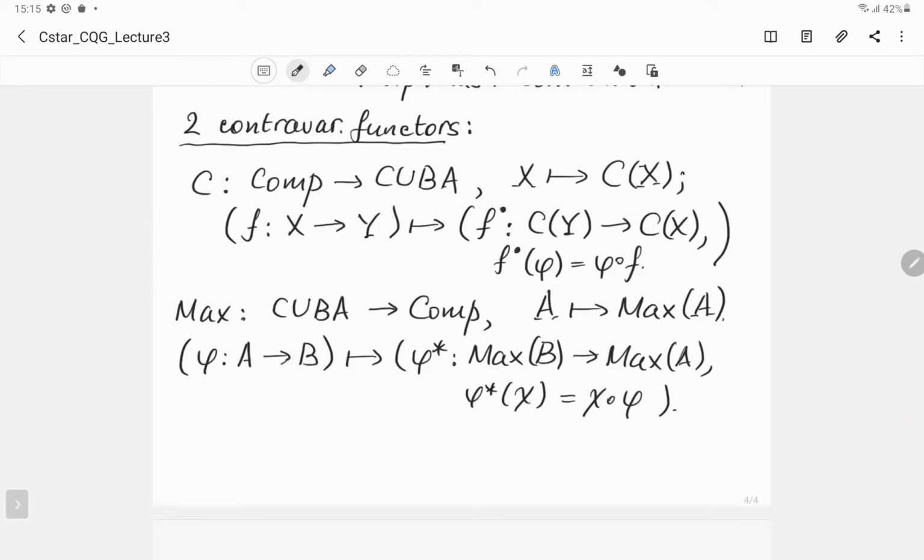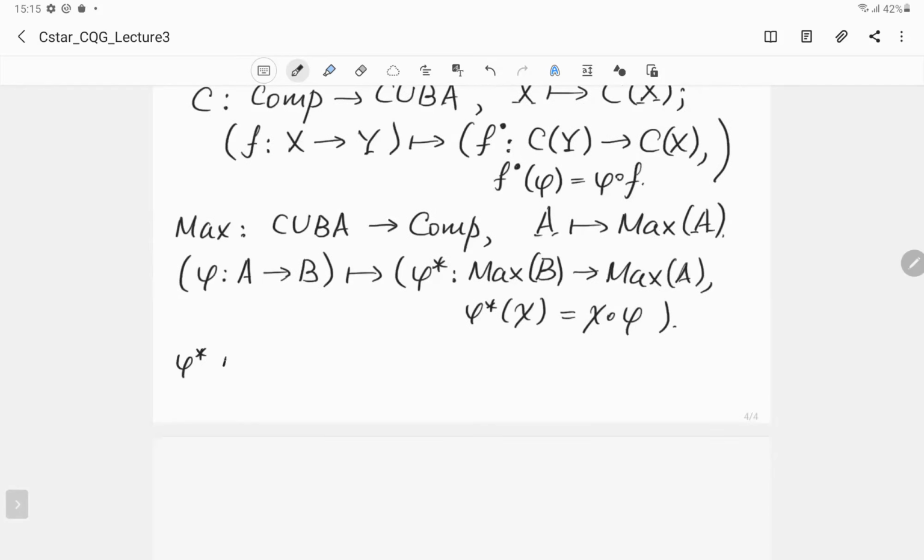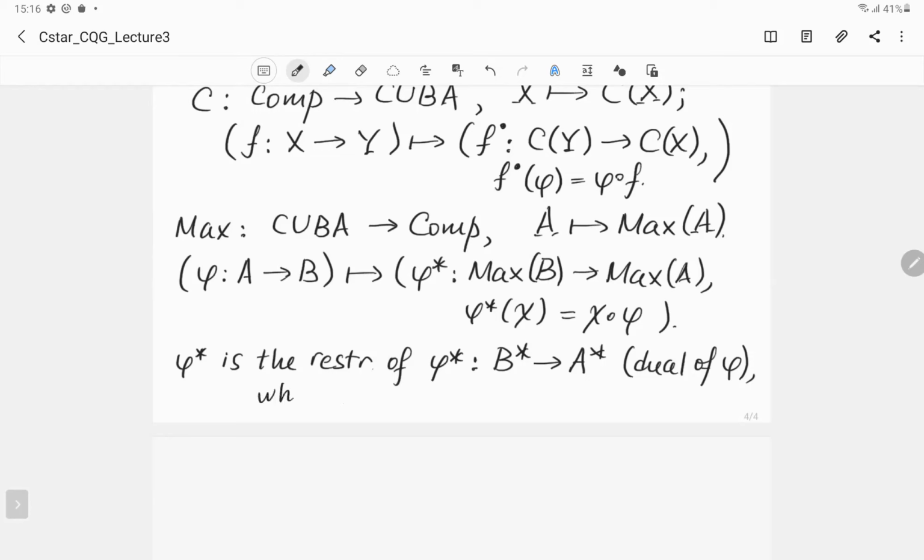Well, why is it continuous, by the way? It is continuous because let's observe that this map phi star is the restriction of the dual operator phi star from B star to A star. It is just the dual of phi. And this map is known to be weak star continuous. The dual of each bounded linear operator between Banach spaces is weak star continuous. So phi star is indeed continuous.